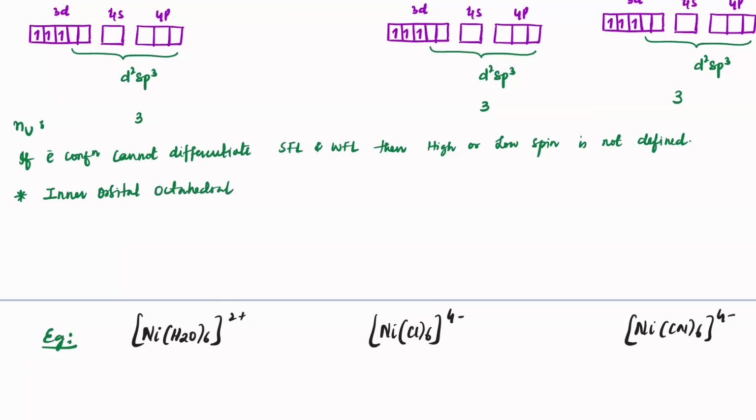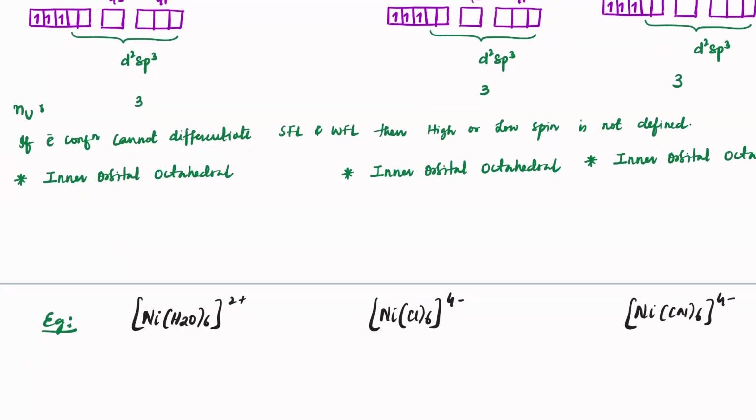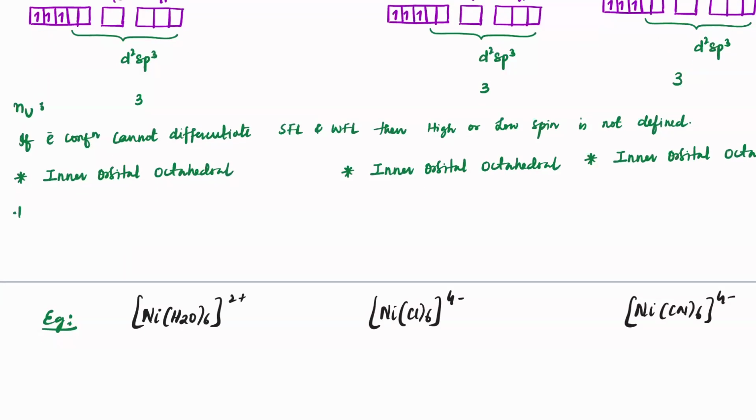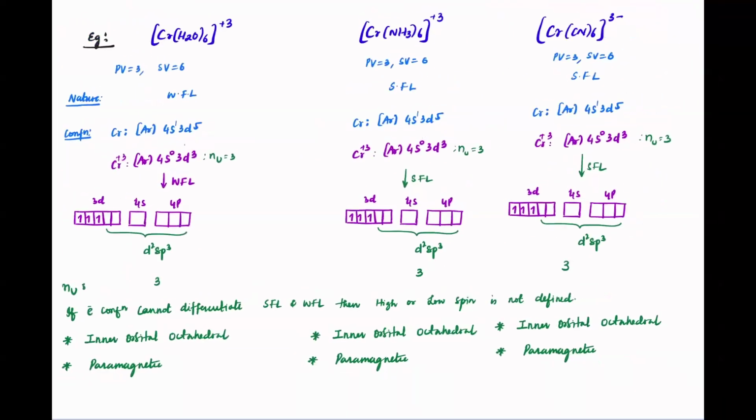Octahedral complex. So that is the same in all three cases. Next, another important part: in all these cases, it is paramagnetic only because it has unpaired electrons. So here also paramagnetic, paramagnetic, and paramagnetic. So the paramagnetic nature is not changing. So this is how it would be.